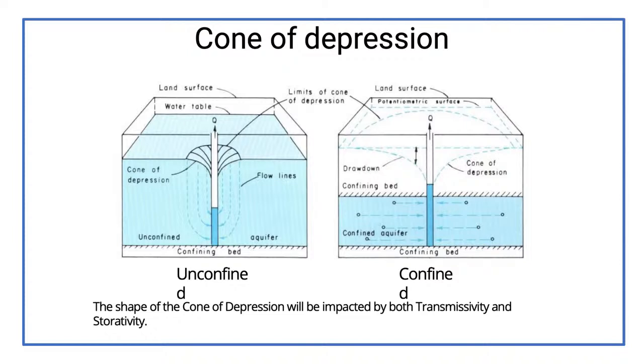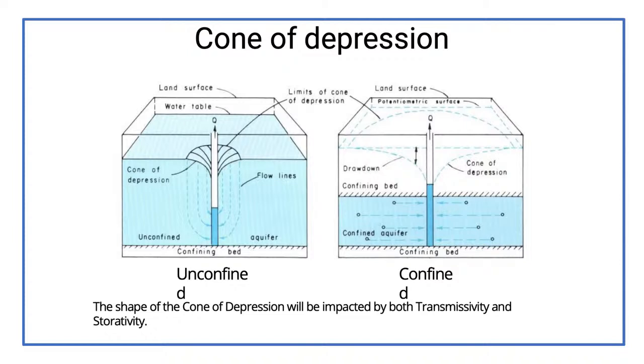Now, in a confined aquifer, due to the storativity differences, the cone of depression is actually projected. We can't actually measure it because everything in a confined aquifer is saturated. It's under pressure, so we have a theoretical cone of depression we can calculate, and so that becomes kind of a hard concept to grasp.